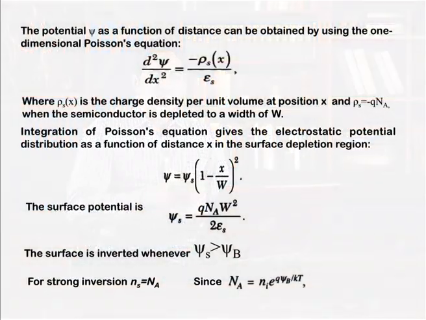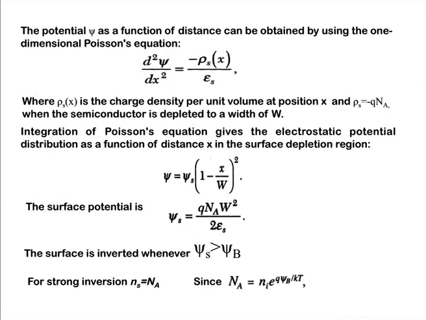By using the Poisson equation, here you can see on the screen, d squared psi upon dx squared equals minus rho s(x) upon epsilon s. Here rho s(x) is the charge density at position x, and we can define rho s equal to minus q Na, so this depends on the doping of the substrate. By solving this equation, we can calculate the electrostatic potential, and this will come as psi equals psi s times (1 minus x upon W) squared. By using this equation, we can derive how the electrostatic potential is changing inside the semiconductor.